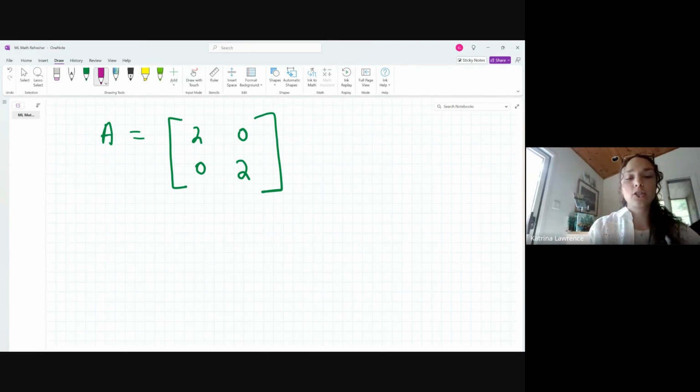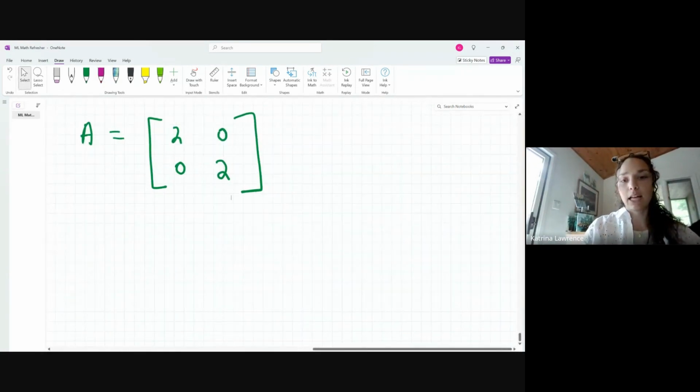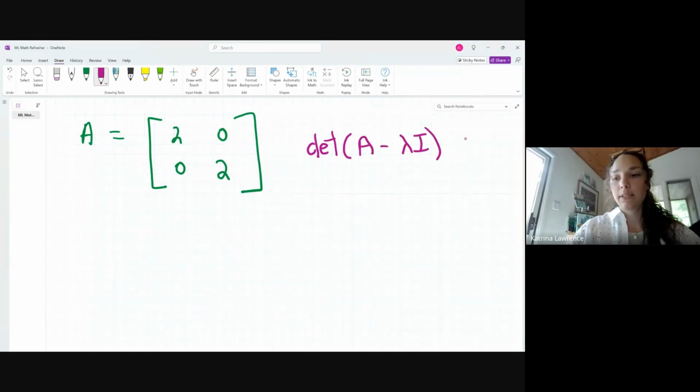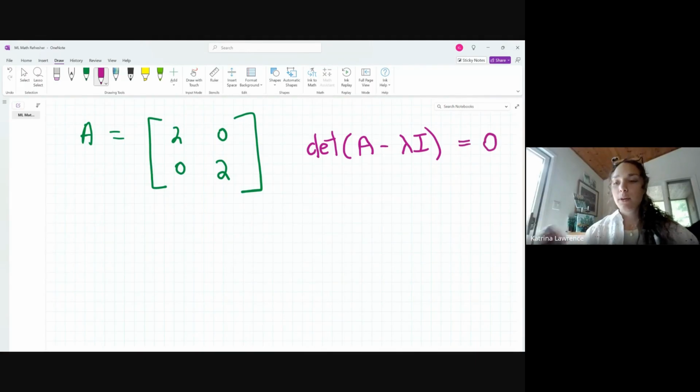So in general, if we're looking for the eigenvalues of a matrix, we use this equation. We use the determinant of A minus lambda I, and we set that equal to 0. We're going to take a second and annotate this equation so we know what everything is.